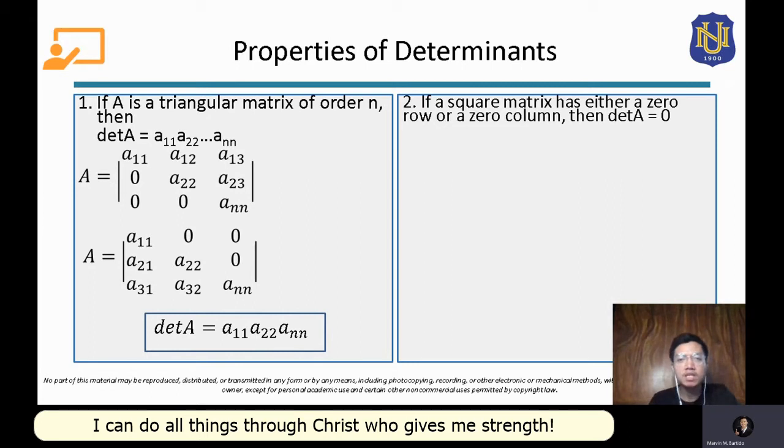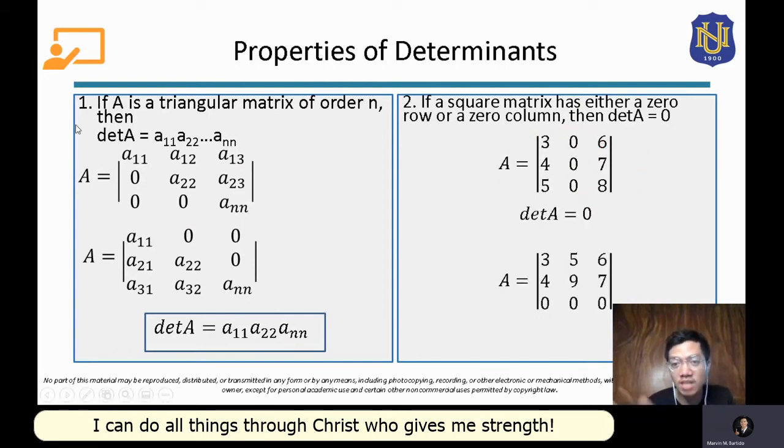So our second property: if a square matrix has either a zero row or a zero column, then the determinant of that matrix will just be equal to zero. So this is also a shortcut, no? If you see that a matrix has a column wherein all the elements are zero, automatically the determinant of this matrix will be equal to zero.